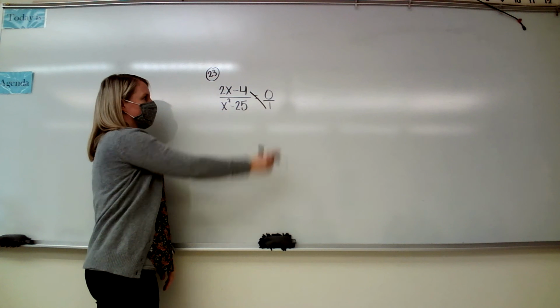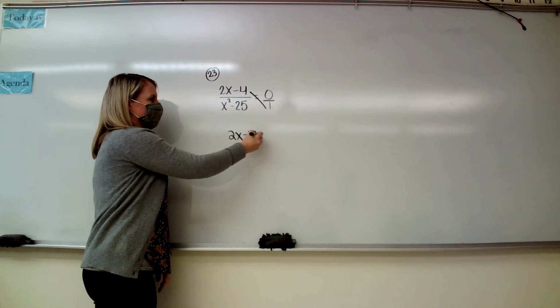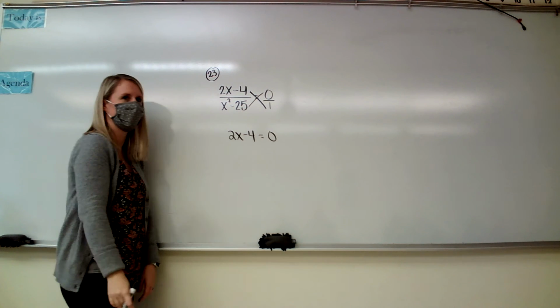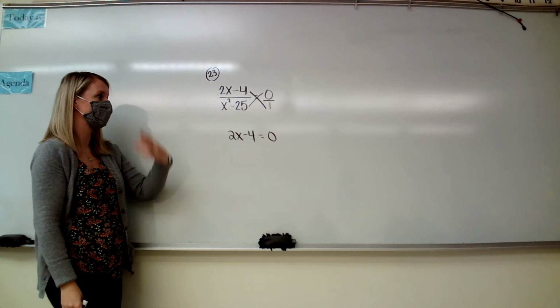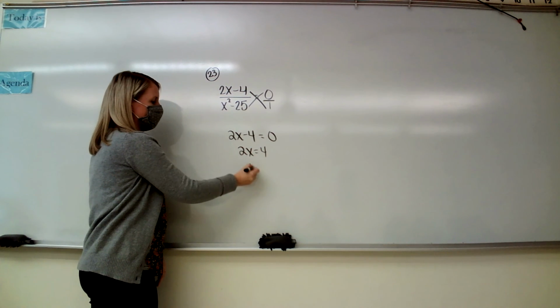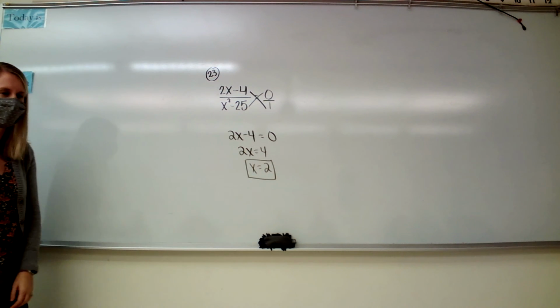Cross multiply. 1 times 2x minus 4 is 2x minus 4, right? Equals 0 times anything is 0. So that entire thing just cancels out. 2x equals 4, x equals 2. Done. So once again, don't overthink it.